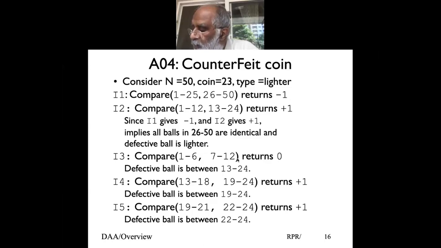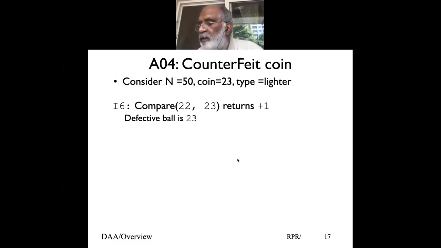Compare gives me plus 1. So that means the defective ball is between 22 to 24. I proceed further, divide 22 and 23, one ball each, and compare.